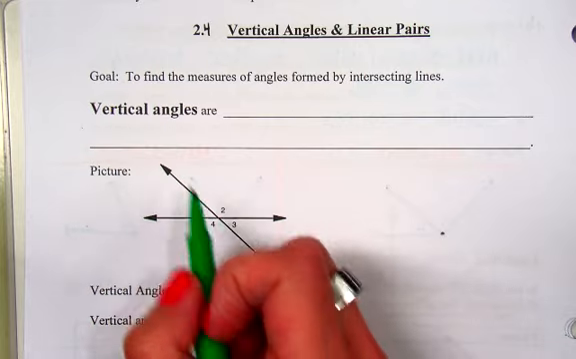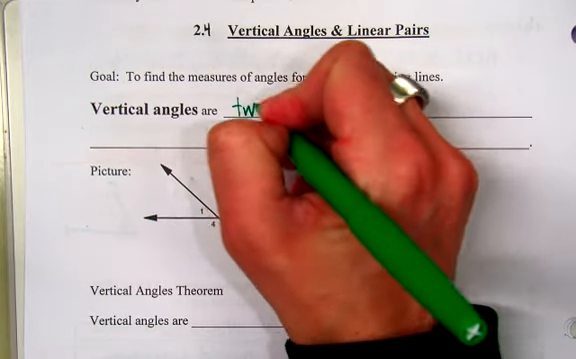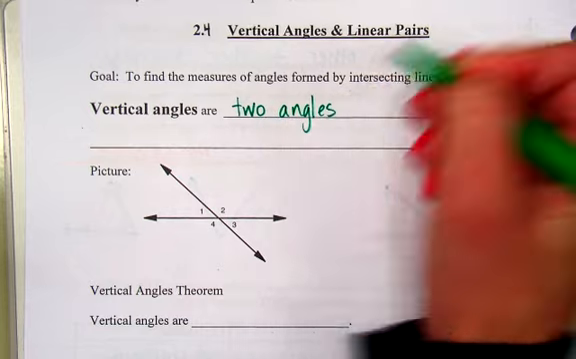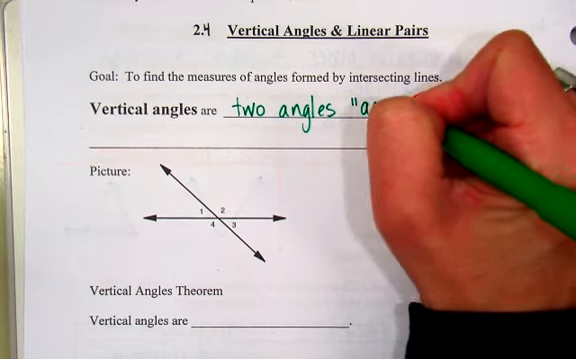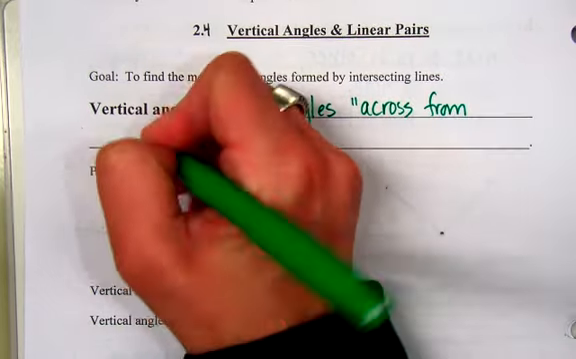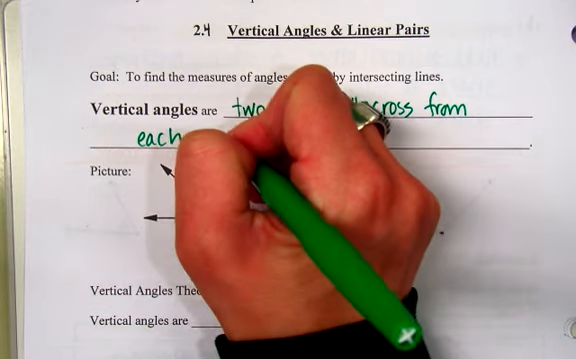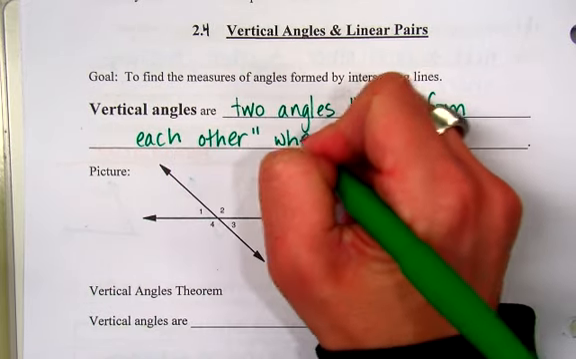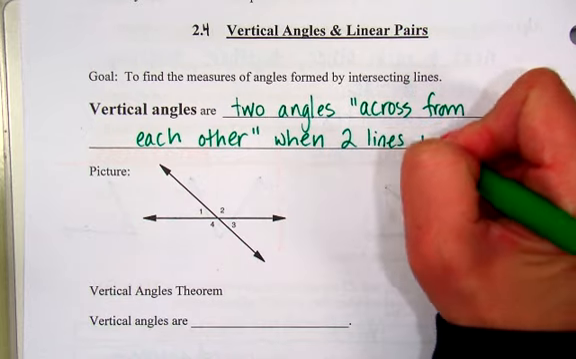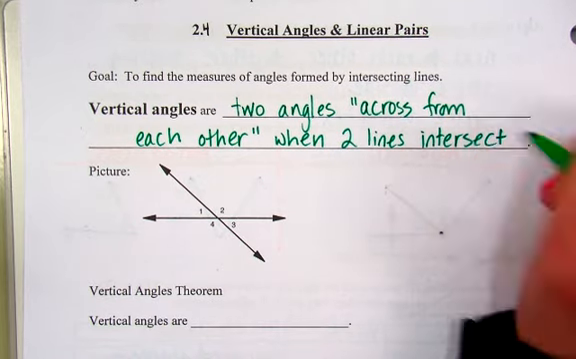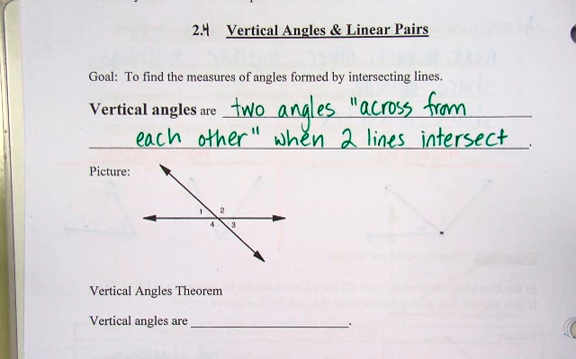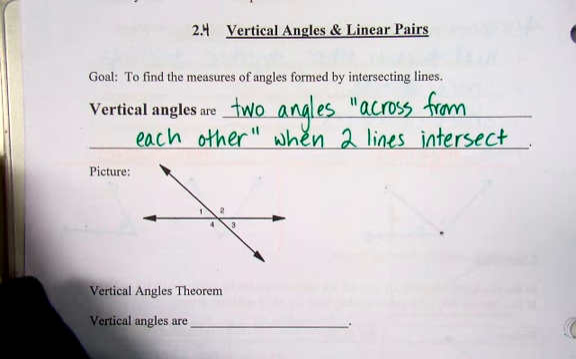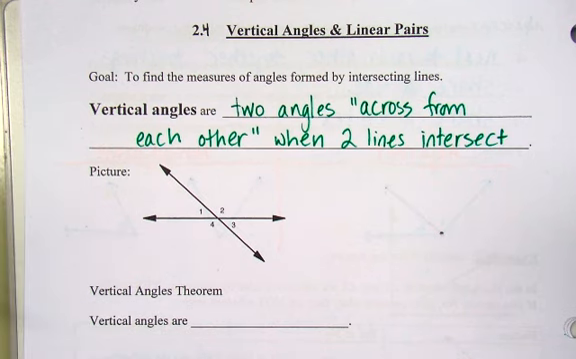So our basic definition: vertical angles are two angles that are across from each other when two lines intersect. Okay, so it's two angles that are the ones that are across from each other when two lines intersect. And we talked about this yesterday, and you guys said it was in front of each other, or like a mirror, or looking at each other, and those are all very good descriptions of it. So it's the two angles, again, that are across from each other when the lines intersect.